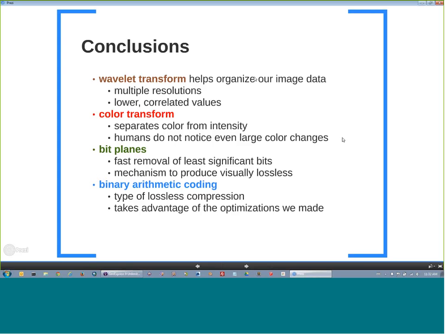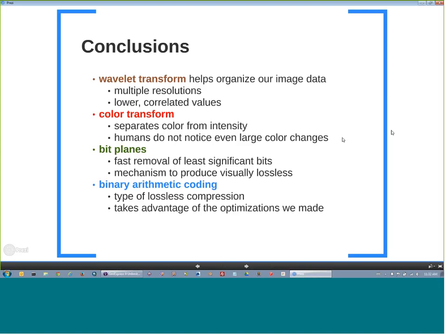The next thing we do is, we've got that Wavelet Transform that gives us that pyramid, and gives us our subbands and subblocks. We run all that through the color transform, and the whole purpose of the color transform is to separate the color from the intensity, so that we have an intensity band and a couple of color bands. We do that because humans don't really notice even large color changes. I've seen differences of 100 times in color where you really would not notice the difference.